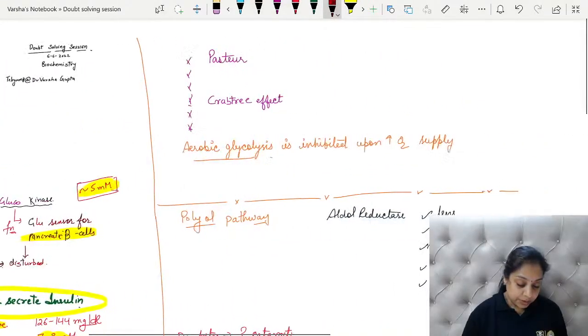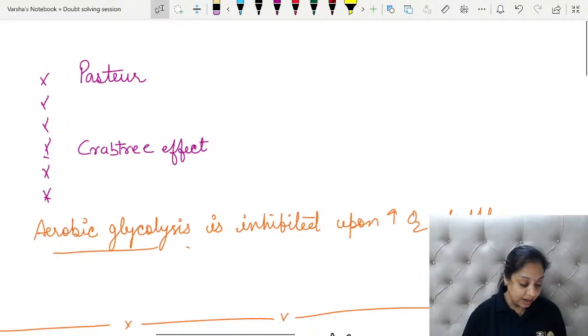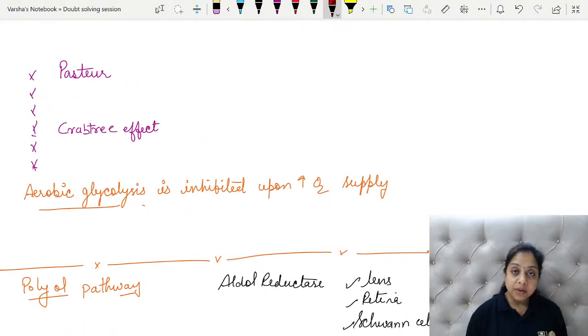Now there was always this confusion about the Pasteur and the Crabtree effect. I don't know why many of you have issues with these effects, and you know it very well. What is the Crabtree effect? The Crabtree effect says aerobic glycolysis, the normal glycolysis that is happening in the body, is inhibited upon increasing the oxygen supply.